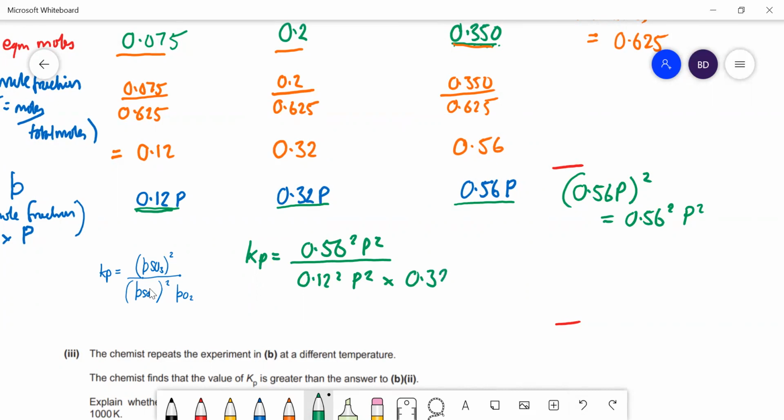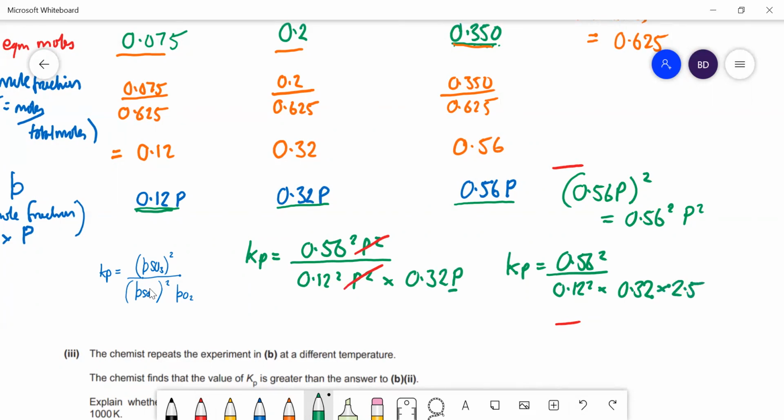P. Right, we can cancel out that P squared and that P squared, makes it a bit easier. So Kp is going to be equal to 0.56 squared over 0.12 squared multiplied by 0.32, and the total pressure, it says, was 2.5 atmospheres, so that's times 2.5.